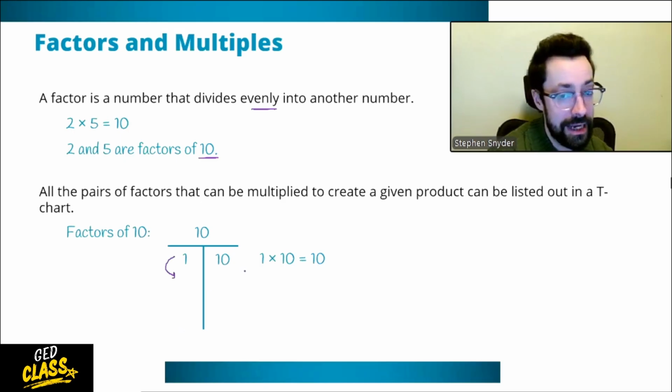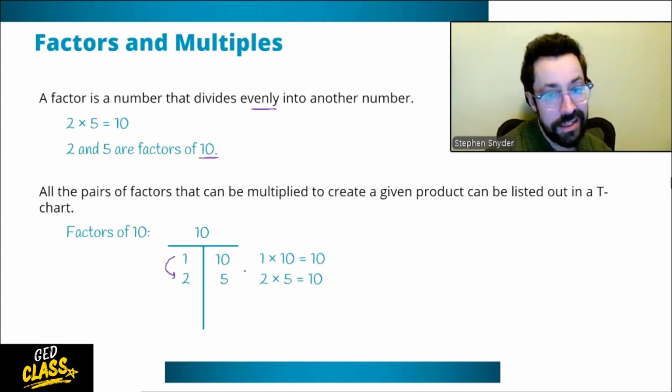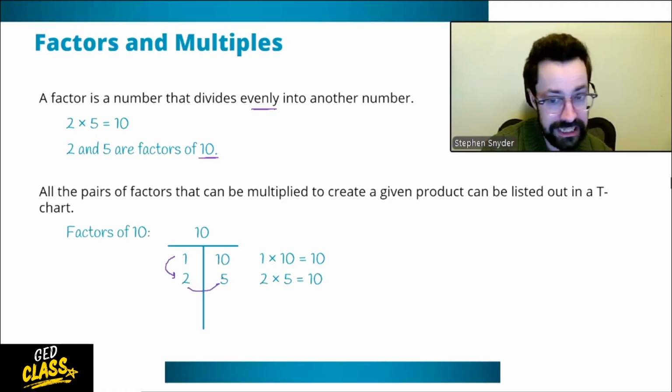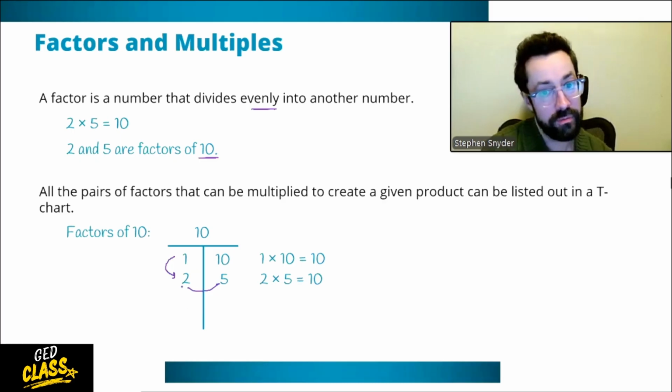Does 2 go into 10? Yeah, definitely. Does 3 go into 10? Nah. Does 4 go into 10? Nah. Does 5 go into 10? Yeah. But once you've gone all the way around that circle, then you're done. That's it. I don't have to test out 6. I don't have to test out 7, 8, or 9 because I've already thought of the other side.